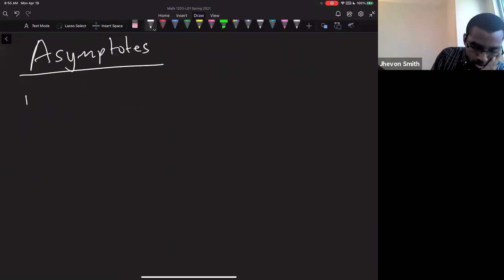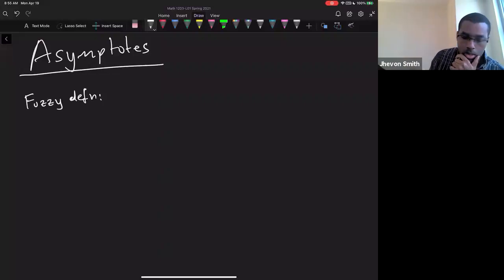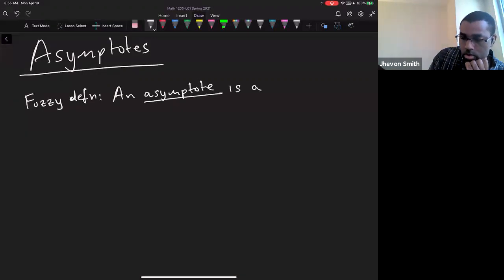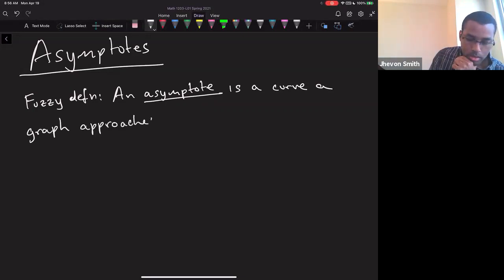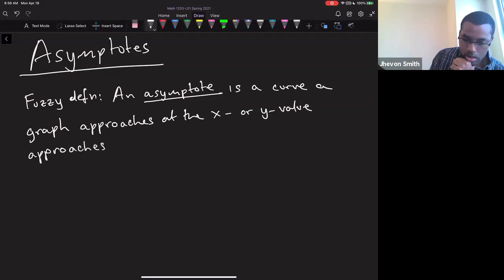What are asymptotes? Fuzzy definition. You can recognize them by seeing it, but I just want to give you an idea of what's going on. An asymptote is a curve, a graph, that approaches, as the x or y value approaches infinity, plus or minus.